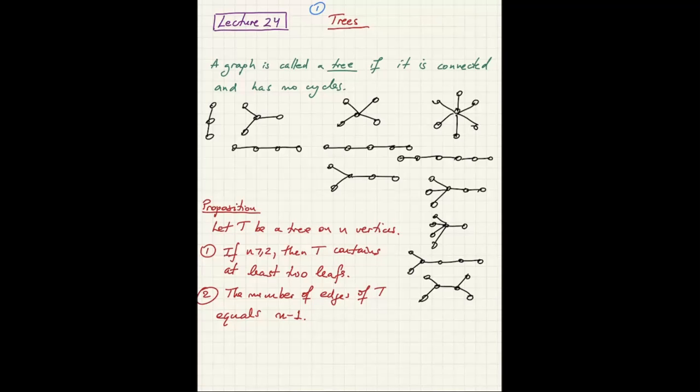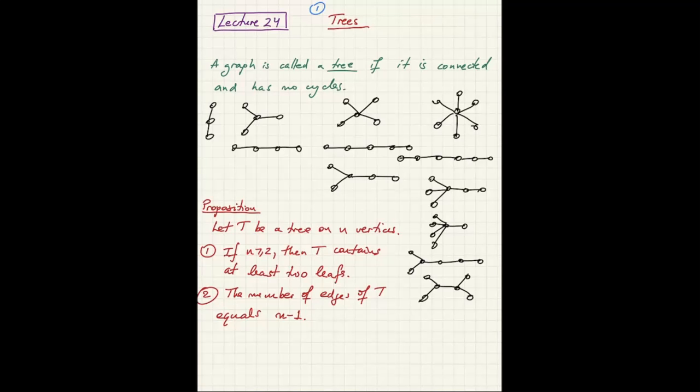As you recall, last time we introduced the notion of a tree, and we say that a graph is called a tree if it is connected and has no cycles. So automatically a tree is a graph that is simple. It cannot have any loops or multiple edges because those would be cycles. And the graph is also connected.